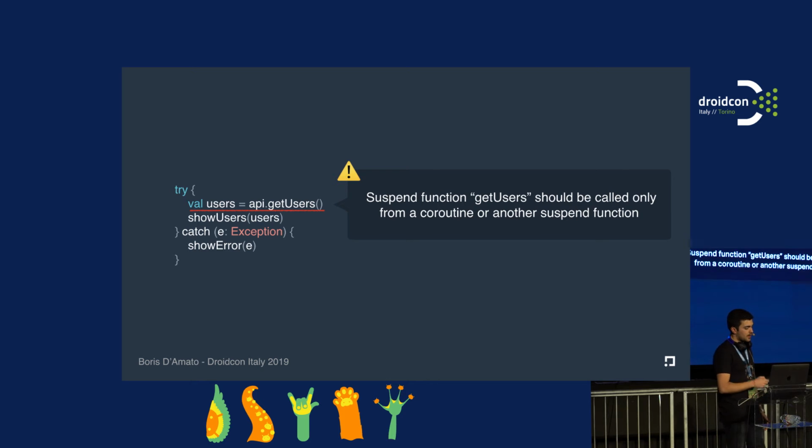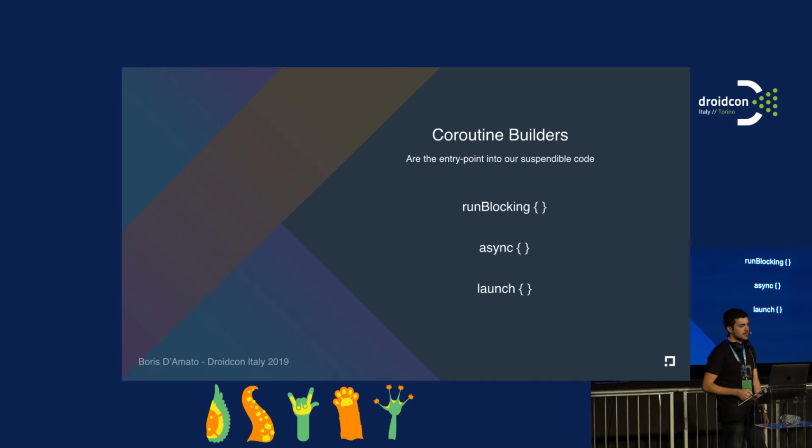And this is where coroutine builders come in. Coroutine builders are basically an entry point to our suspendable code. It's what we use to actually call suspendable functions from our application code. And we have three built-in builders, which are also quite self-descriptive.